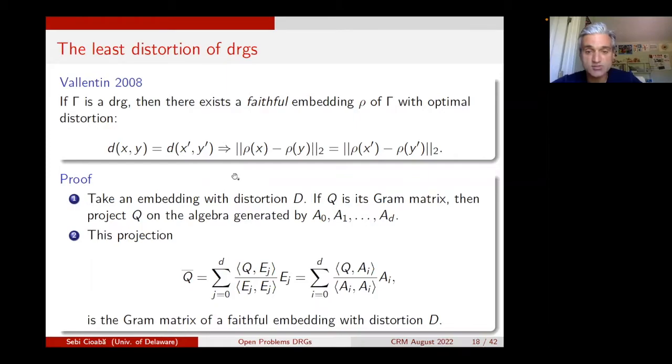And the way he proved that is very nice. He started with an embedding. You can take an optimal embedding if you want, and then you take Q, the Gram matrix of that embedding, and you project it onto the Bose-Mesner algebra generated by A0, A1, up to AD, the distance matrices. This projection can be written in this form, and one can prove that it is the Gram matrix of a faithful embedding with the same distortion as the original embedding that you started with. So the nice thing about this result is that it allows you to think in terms of just distances in the graph when you're trying to find optimal embeddings for your distance regular graph.